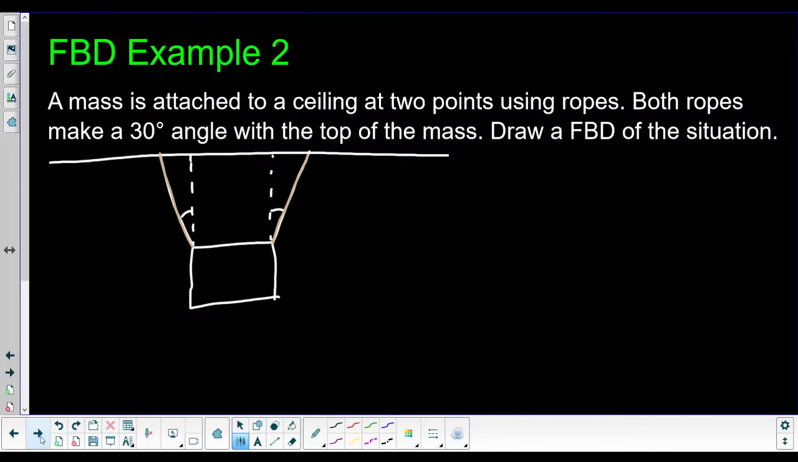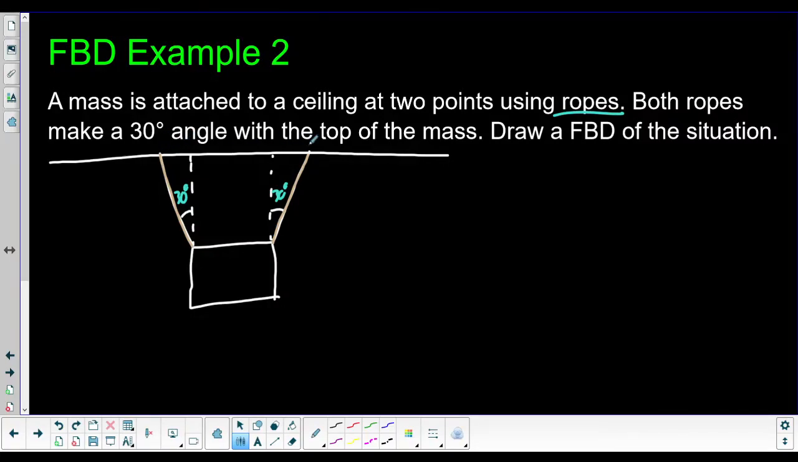All right, let's look at another example. So we have a mass that's attached to the ceiling at 2 points using ropes. What kind of forces do ropes apply? Both ropes make a 30-degree angle. So this right here, this is 30, and then this is 30. The brown lines are the ropes, and then this is just kind of like a reference, an invisible line, so that we can tell what we're talking about.